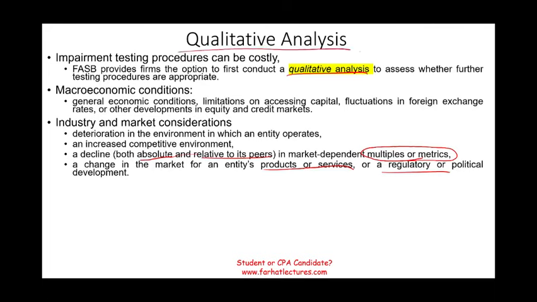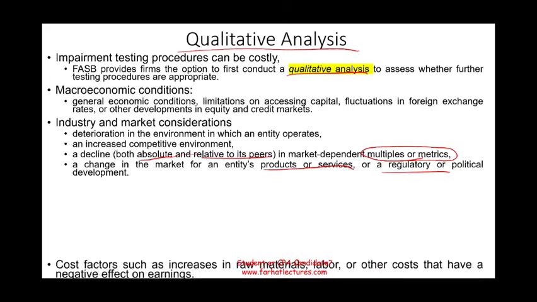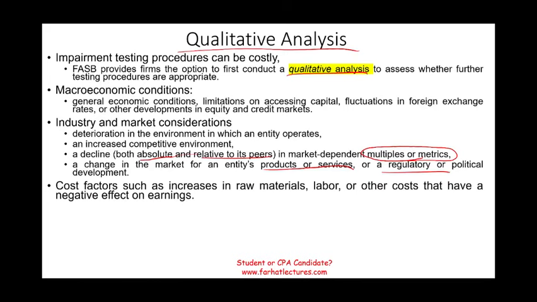So those are qualitative tests. Just basically looking for events that trigger the question, do I have a goodwill impairment? Those are the events that you look for. Cost factors: if the cost that goes into your product went up, like raw material or labor, or there's a shortage, it could have a negative effect on earnings. Well, your reporting unit might be impaired.